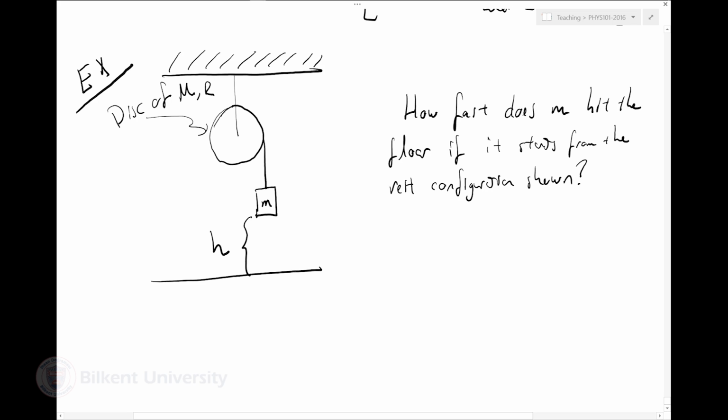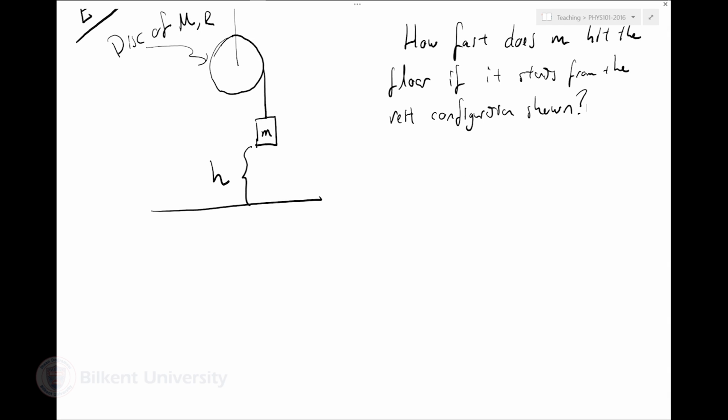Now, let me solve it two ways. Okay. What's the conserved quantity during this evolution? I mean, first of all, what do I expect the system to do? There is a mass, there is a pulley. The mass is going to fall down. As it falls down, there is a string, so the pulley will rotate, right? So what's my guiding principle here? Which quantity is conserved? Energy is conserved. I cannot talk about momentum conservation. So energy is conserved.